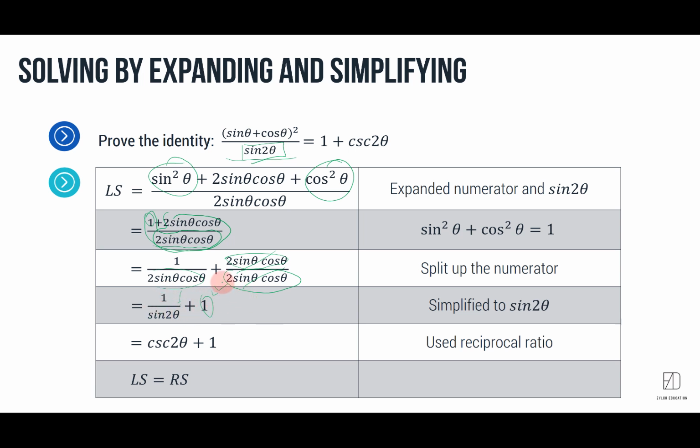And one of the reciprocal functions is cosecant theta, and we know that that's equal to 1 over sin theta. So that means we can change this whole term to cosecant 2 theta. So now we have cosecant 2 theta plus 1, which is equal to our right side.